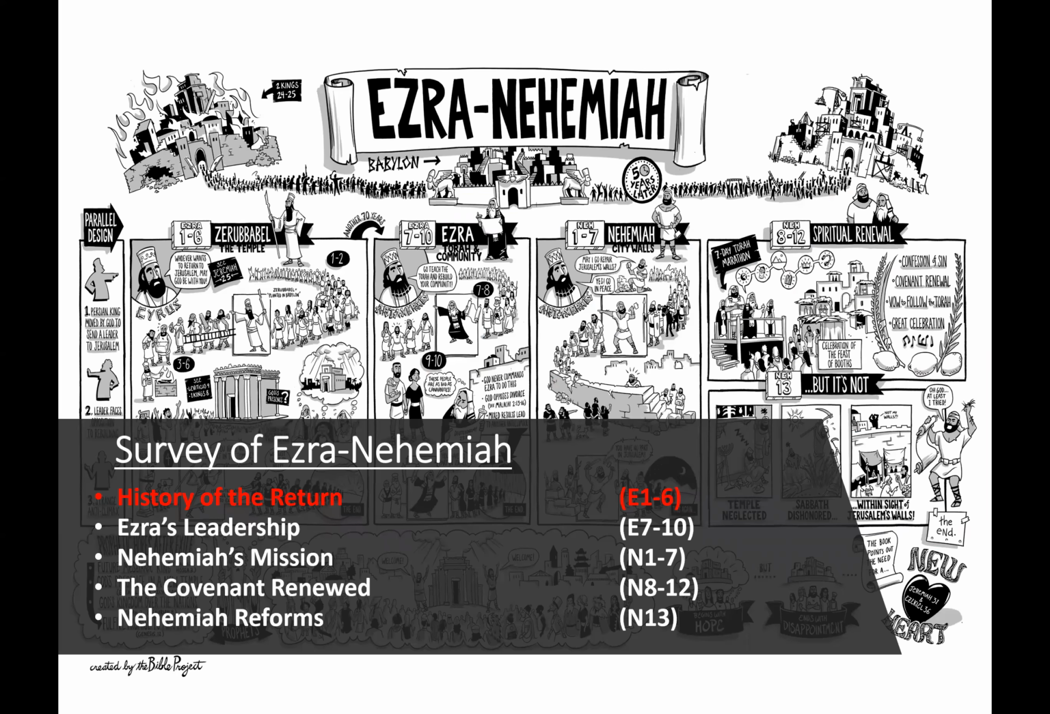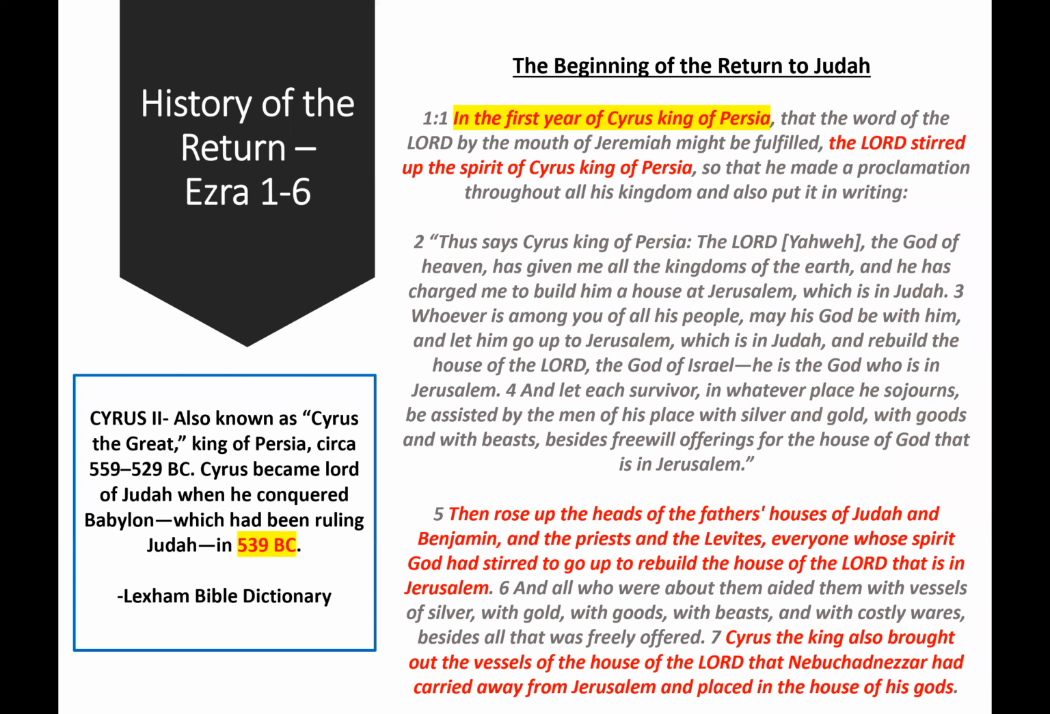Let's start on the first section. Chapter 1, verse 1 of Ezra: In the first year of Cyrus, king of Persia. Let's pause real quick. Cyrus, also known as Cyrus the Great, was the king of Persia and became lord of Judah when he conquered Babylon. And so he took over reigning this territory in 539 BC. So the first year of Cyrus, king of Persia, puts us at approximately 539 BC.